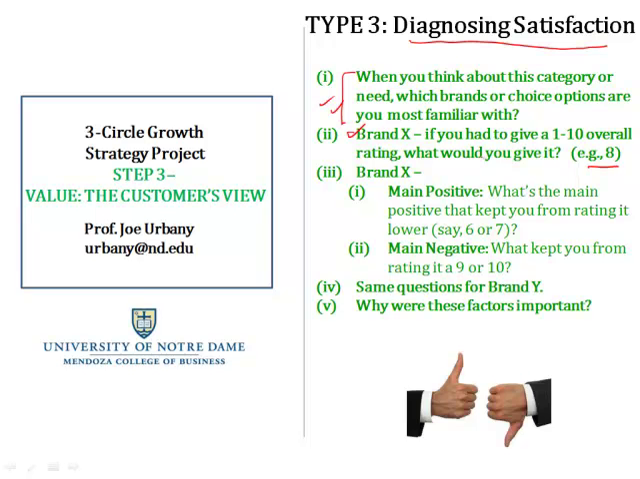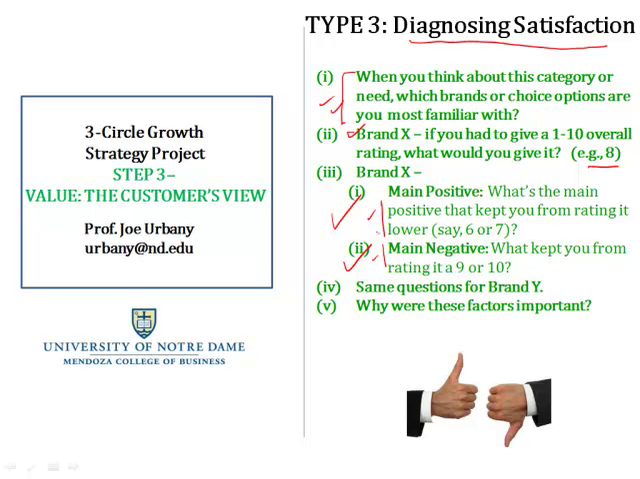A very quick way to get at the main positive and main negative of each would be to say, brand X, if you gave it an 8, what's the main positive that kept you from giving it a lower rating? In other words, why did you give it an 8 and not a 6 or a 7? That's a very easy question to ask. People can get their hands around that real quick. The main negative: what kept you from rating it a 9 or a 10? So why didn't you rate it lower, and what kept you from rating it higher? And right there you go. People can answer that incrementally.